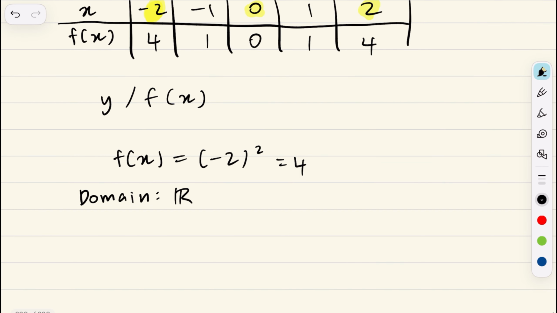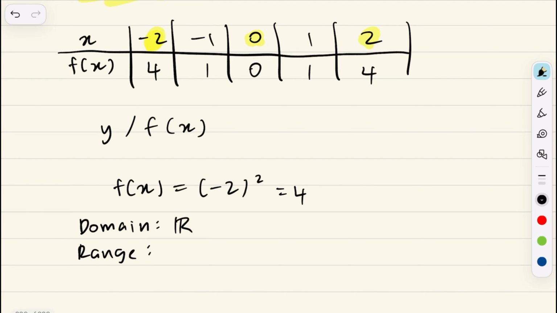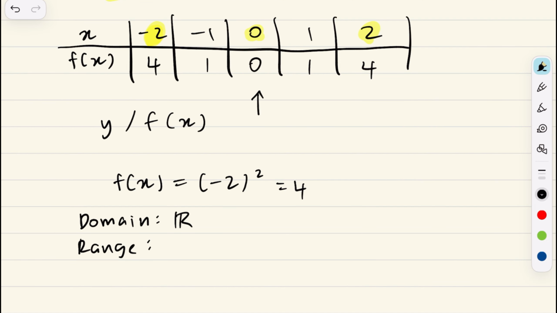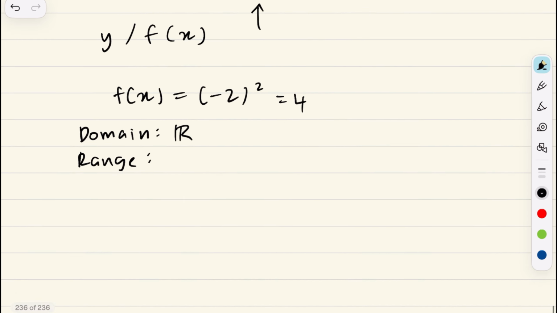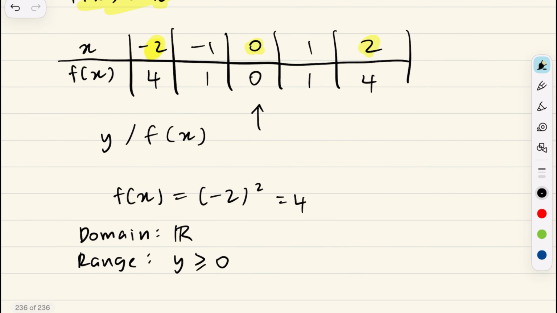Now, as for the range, we can see that it decreases from 4 to 0 and then increases again. So the lowest y value that we get, the lowest f of x, is 0. The range is always equal to 0 or larger than 0. So we write y is greater than or equal to 0. All right, so we're going to represent the values.